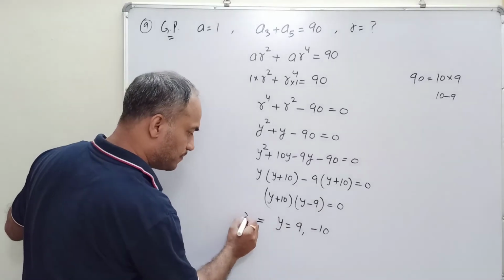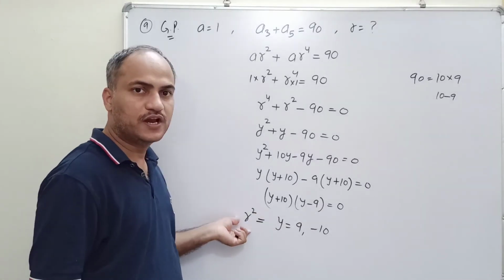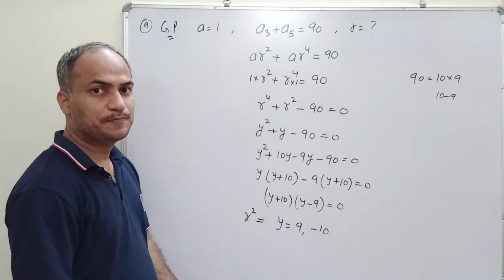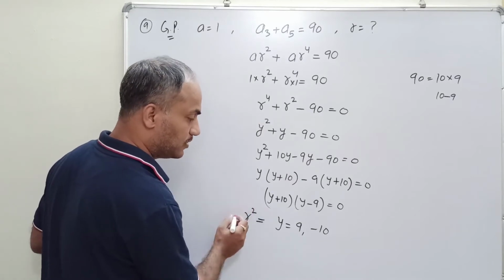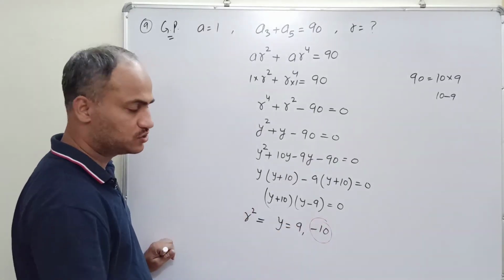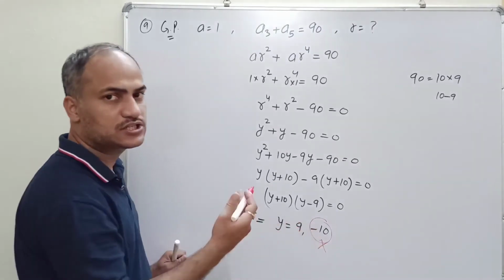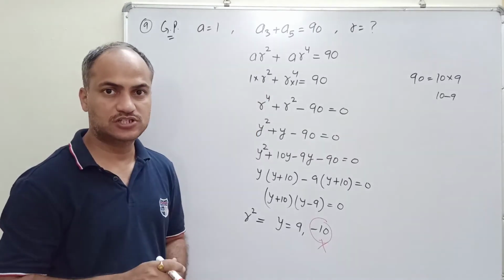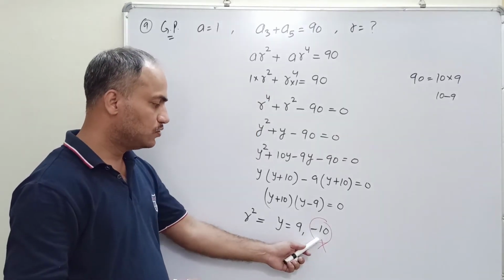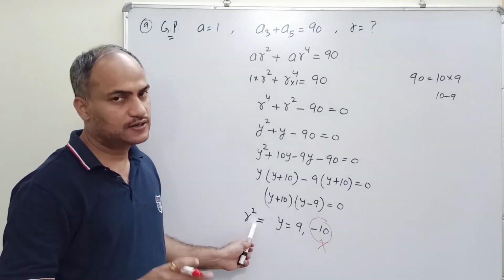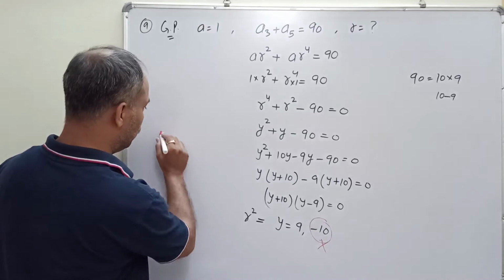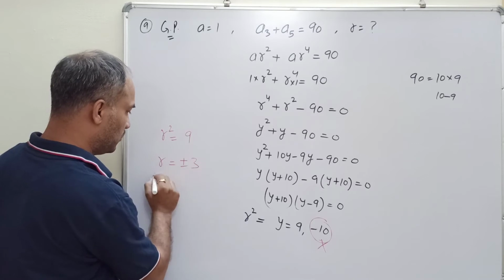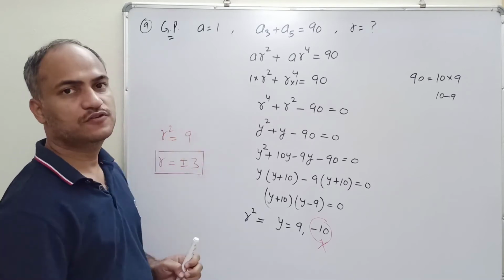This y was actually r^2, so we have got two values of r^2: r^2 is 9 and r^2 is minus 10. We know that the square of any real number can never be negative. So we have to neglect this value, because r^2 cannot have any negative value. Obviously we are dealing with real numbers in this particular chapter. Remember, the square cannot be negative. So we have got r^2 as 9, and here r becomes plus or minus 3. So these are the two possible values of r.